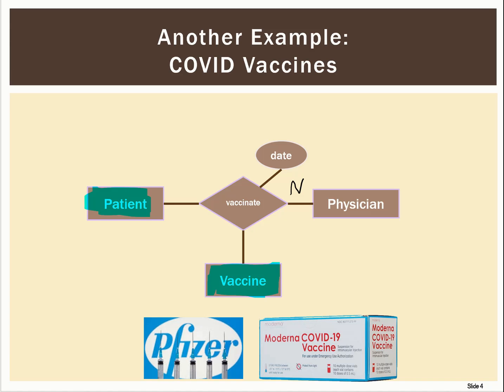Now, let us do the same thing with the other combinations. Let's take a look at the physician and the vaccine. So the physician and the vaccine, this is pretty obvious. That combination is going to be involved with multiple patients, hopefully a lot of patients. So this would also become many. Fine. Now let's take a look at the last combination, which would be a patient and a physician.